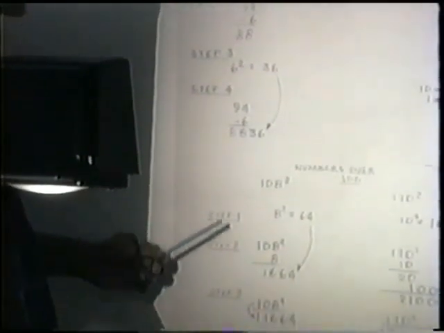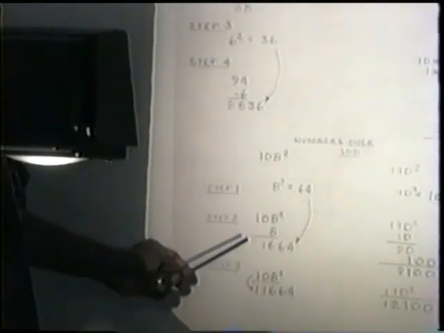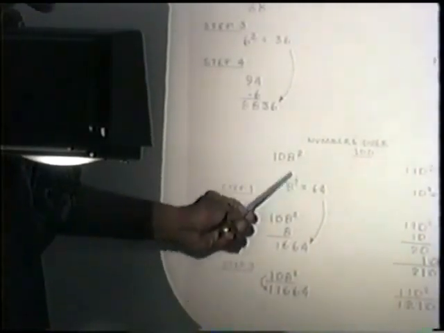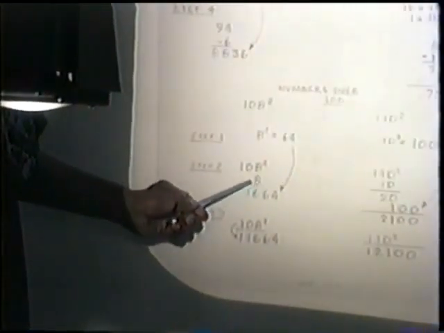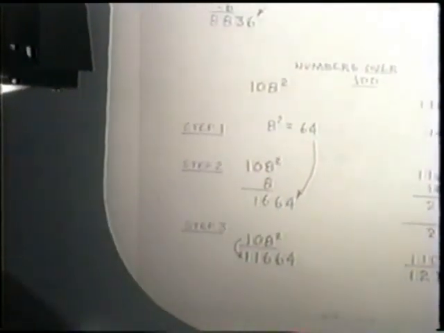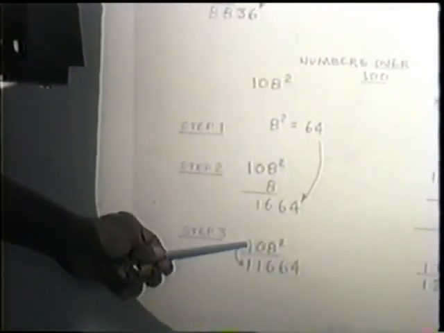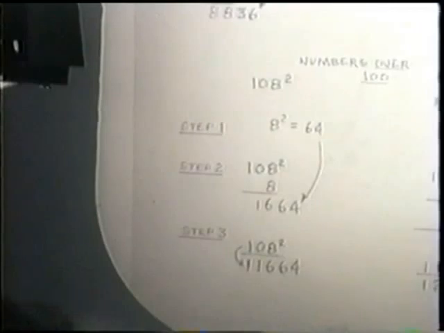Numbers over 100, we had 108. What's the square of 108? What is 108 times 108? 8 squared is 64. That's the first step. We squared that 8 and got 64. The second step is we added the 8 to 108. We got 16. We brought down the 64. Third step, we brought down this first digit right here. So now we have 11,664, the square of 108.